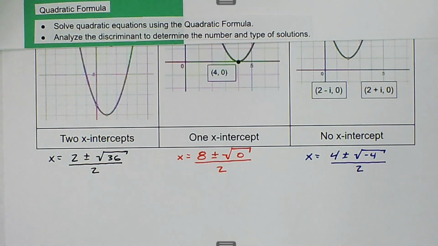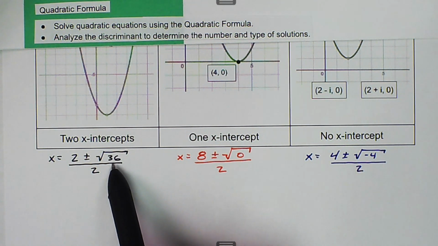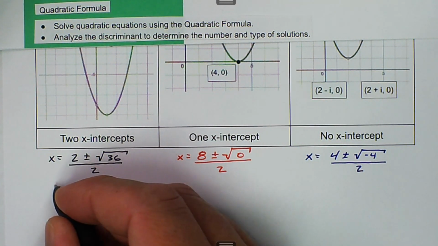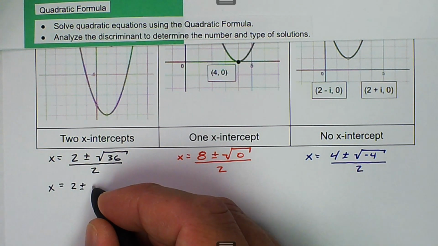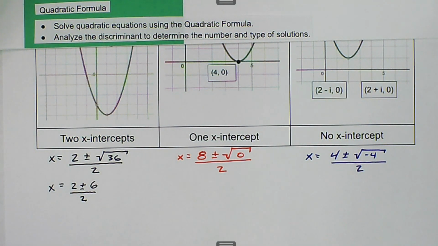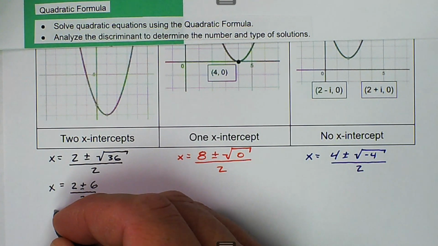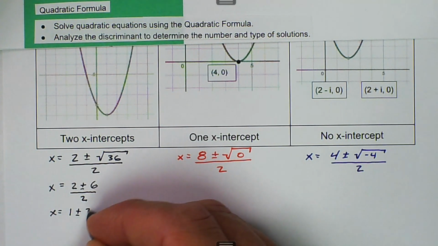So we have x equals 2 plus or minus the square root of 36, divided by 2. We see that we have a positive value under the radical, and we know the perfect square of 36. So the square root of 36 is 6. So we get x equals 2 plus or minus 6, divided by 2. And we know that 2 divides into both 2 and 6 because they're both even. So we can rewrite this as x equals 1 plus or minus 3.